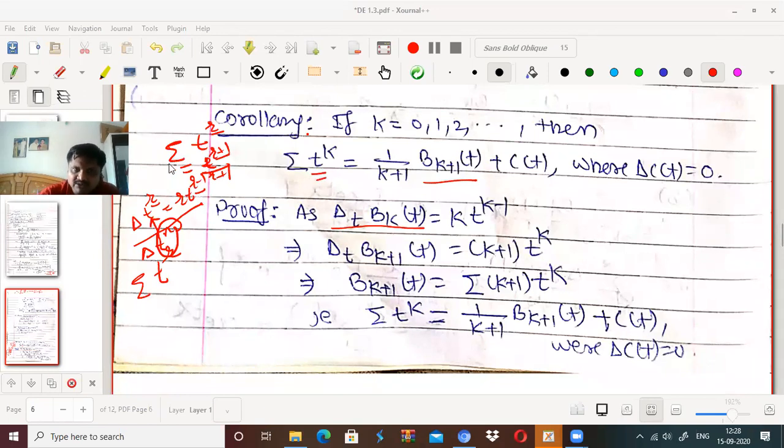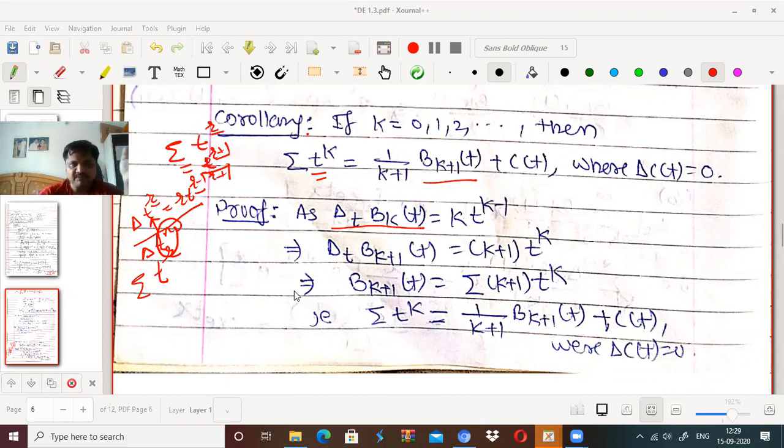Already we have the summation of t to the falling power k. Now we get the summation of t to the power k in terms of the Bernoulli polynomial. So if we know the Bernoulli polynomial, then we can obtain the summation of t to the power k. It is something we can say is a difficult job. That's why we can convert this power k into falling power, and then we can obtain it.